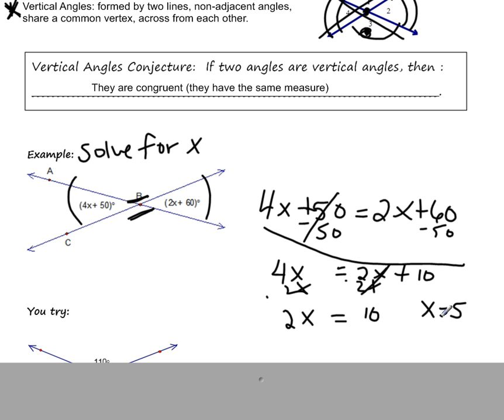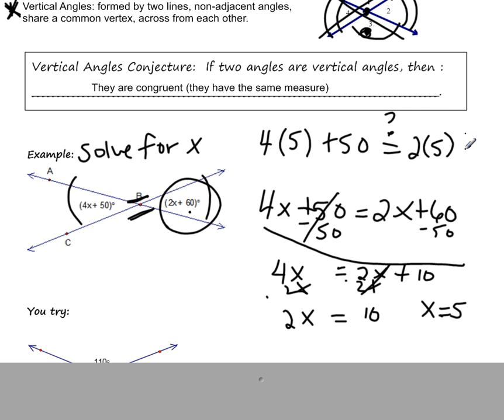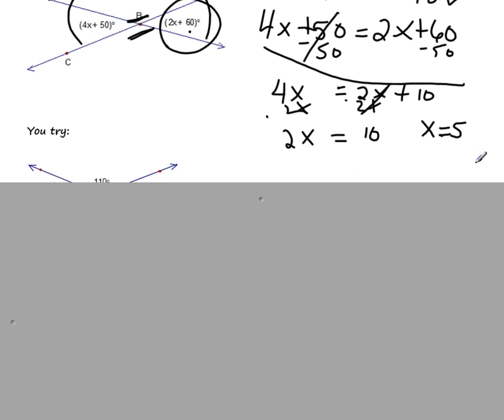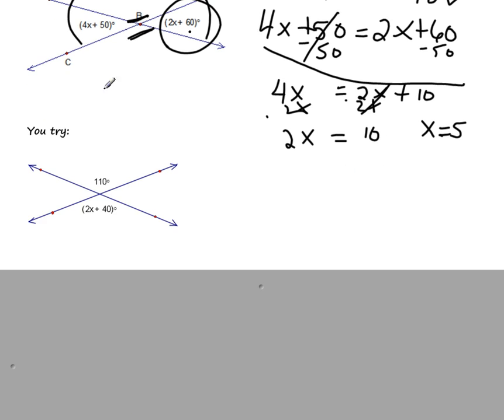So x is 5. Okay, I'm just going to go back and check to make sure that they're equal. I'm going to plug my x is 5 into the first angle and ask myself, does that equal 2 times 5 plus 60? 4 times 5 is 20 plus 50 is 70. So 2 times 5 is 10 plus 60 is 70. So I did that correctly. Go me, yay! Alright, now why don't you go ahead and pause the video.